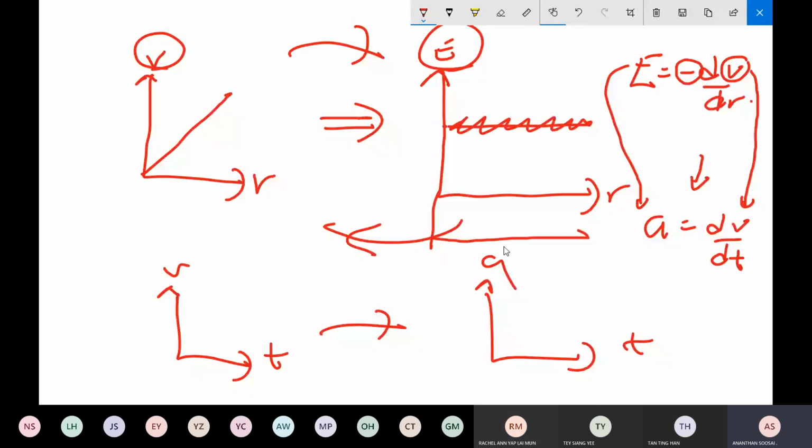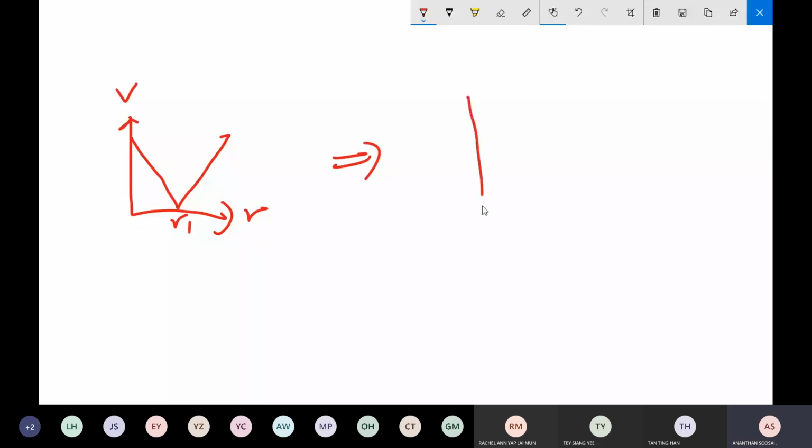Good idea. Okay, let's go to another one. Try to sketch for me how the graph looks. V versus R was like this, a V shape going down, going up. This is R1. So how is your E versus R graph? Electric field strength is the negative of the potential gradient.